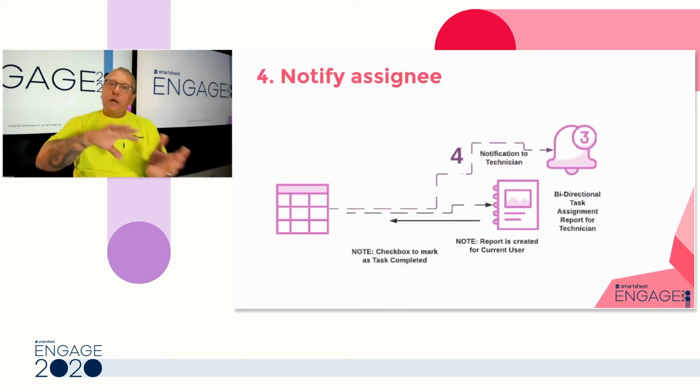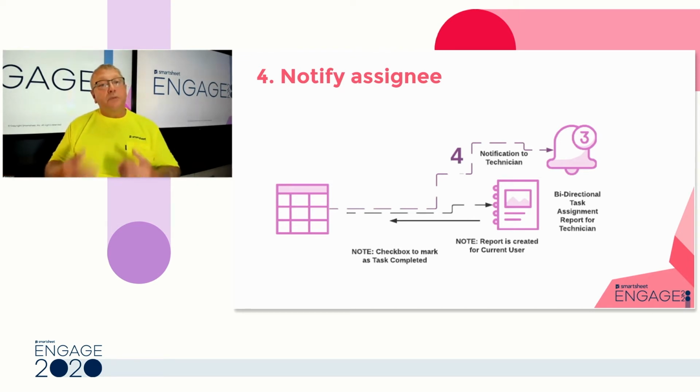All right, we're in the process now. People have been assigned. What happens? We have to tell that technician or the consultant or whoever that might be that you have another task coming. And that's where we're going to set this up. Now, what you notice in this drawing is that we have a notification going to the technician, but we also have a report here. And that report is going to be for that technician to know what they have to take care of. So that's what's coming through to them. Now, how do we set that up?